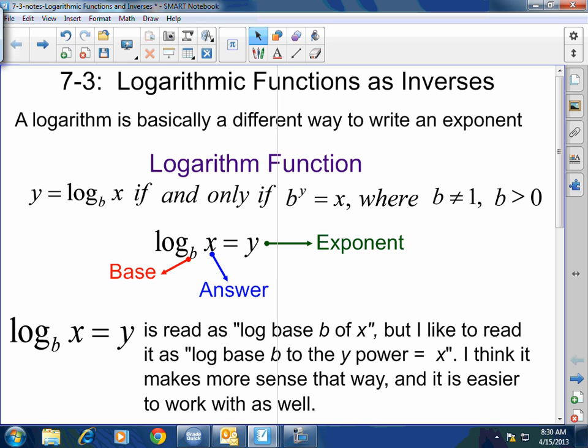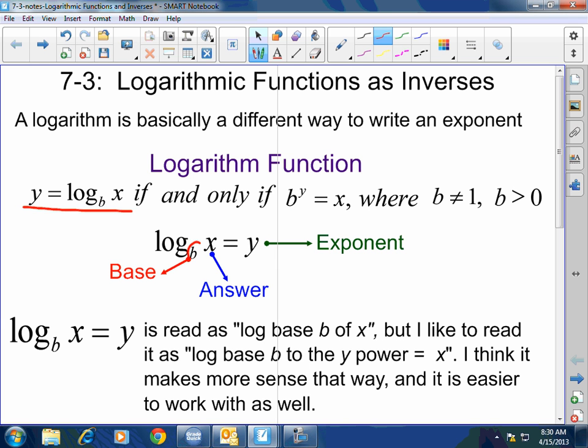You have to think of a logarithm as basically a different way of writing an exponent. That's all a log is. A log is just taking an exponential value, an exponent, and inverting it, and you're rewriting it in a new way. And the basic parent of log is y equals log base b of x if and only if b to the y power equals x, where b is not 1 and it has to be greater than 0, so it's not negative. Let's investigate this little formula.